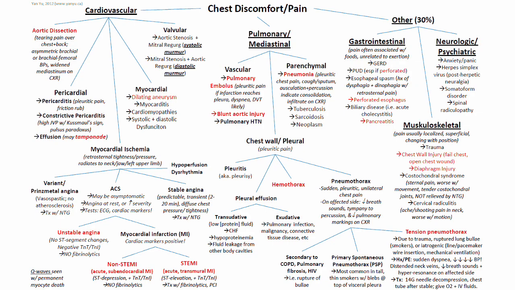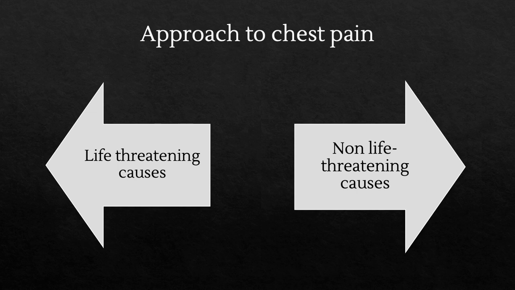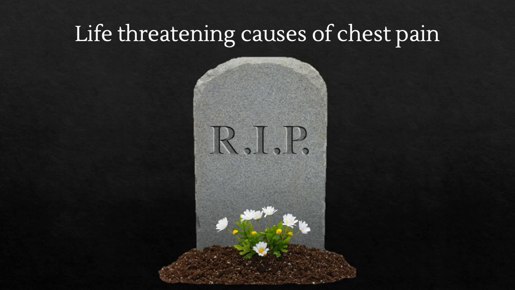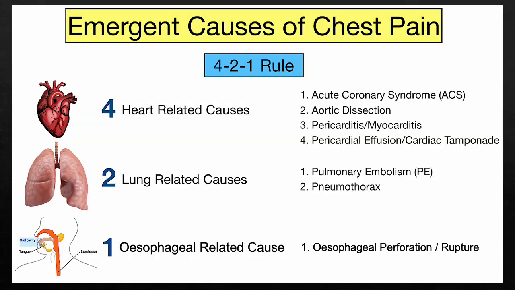Absolutely anything in the body can cause chest pain, whether it's a true chest pain versus a referred chest pain. So it is important to have an approach. When we look at an approach for chest pain, it is important to differentiate between life-threatening causes and non-life-threatening causes. Because if you do miss a life-threatening cause of chest pain, the patient will end up in a grave. An easy way to remember the life-threatening causes of chest pain is the 4-2-1 rule.